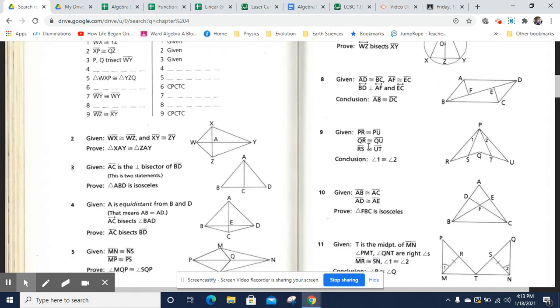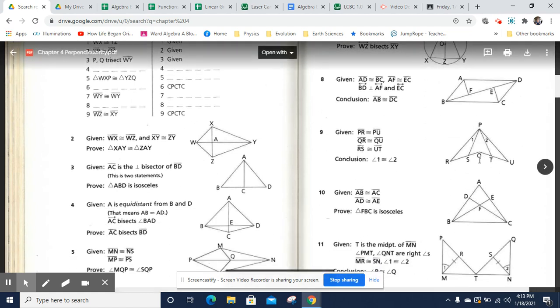Look at number 9. Number 9 looks like a paper airplane, and it screams for an auxiliary line to be drawn right here. And in fact, you're going to need that auxiliary line. I'm going to draw on this one. I'm going to start by drawing an auxiliary line, which is, of course, congruent to itself. And that's just something that will be useful later. We're trying to prove that angle 1 and angle 2 are congruent.